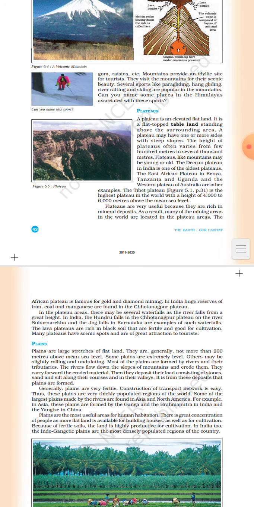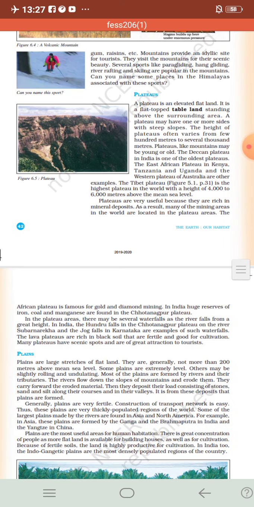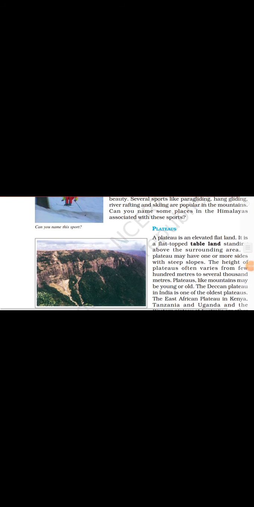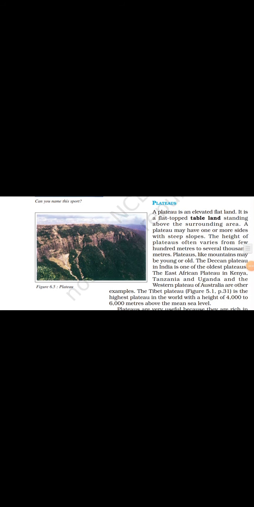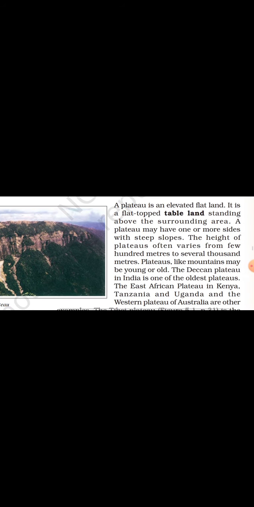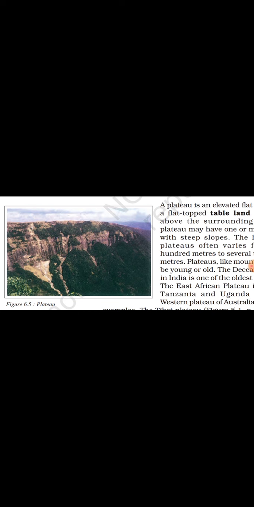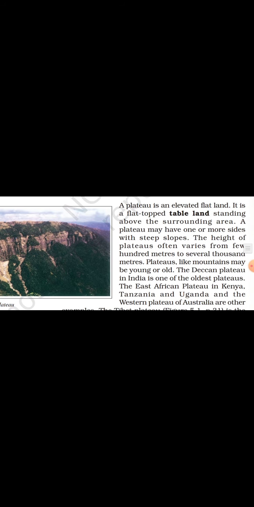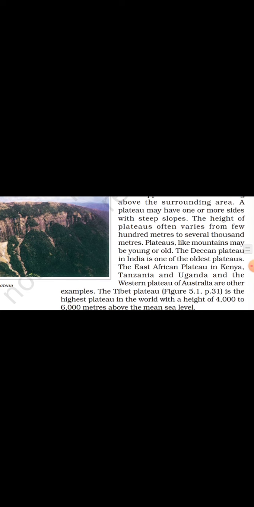Let's read about plateaus. Let's see what a plateau is. This is the image of a plateau. A plateau is an elevated flat land. A plateau may have one or more sides with steep slopes. The height of plateaus often varies from a few hundred meters to several thousand meters. Plateaus, like mountains, may be young or old.